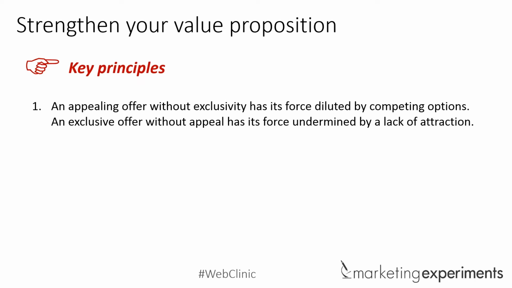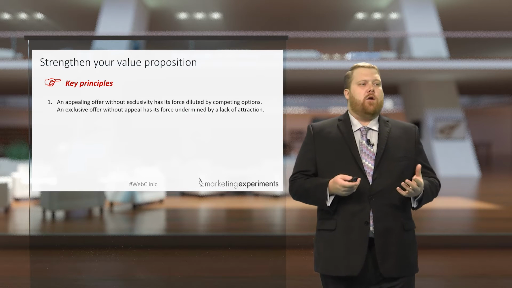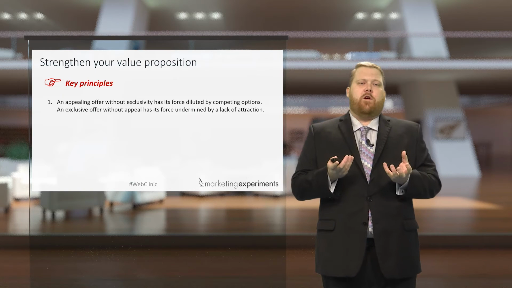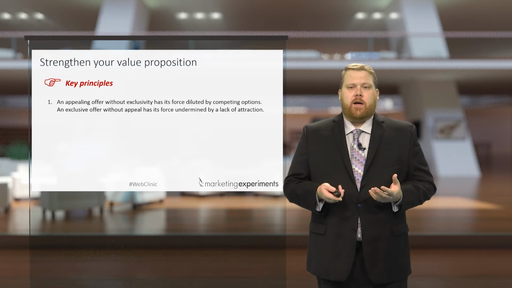So the first key principle is if you have an appealing offer and it's not exclusive, then the force of that offer has actually been diluted because of all the other competitors and competing options that you've given it. It's a two-sided coin though, because if you have an offer that's exclusive, but it doesn't have any appeal in the marketplace, then you've undermined that value again and you haven't attracted the customers that you needed to. So you might be sitting there, well, how do I balance that appeal and that exclusivity? How do I get to that sweet one factor that is going to get people to click?